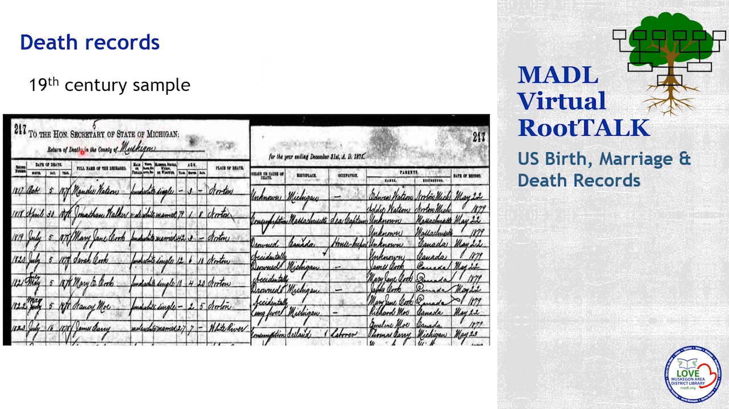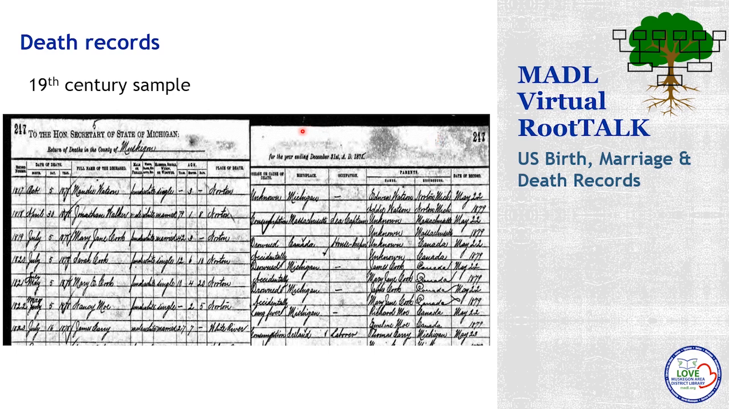It's the return of deaths in the county of Muskegon for the year ending December 31st, 1878. And we get the record number, the date of death, the full name of the deceased, again, their race, their sex, what their marital status was, their age in terms of years, months, and days, the place of death, the cause of death, the birthplace of the deceased, their occupation, and it does ask for parents' names, and then the date of when the record was recorded. So that's kind of helpful.